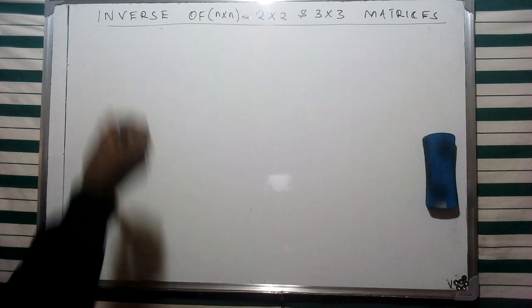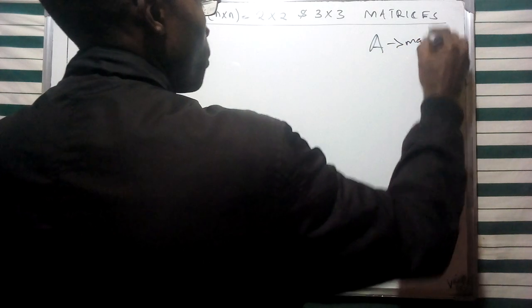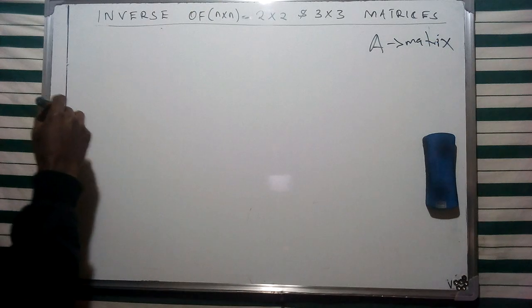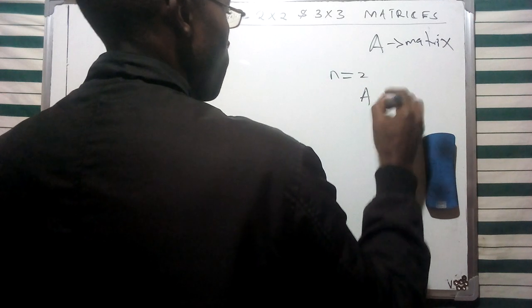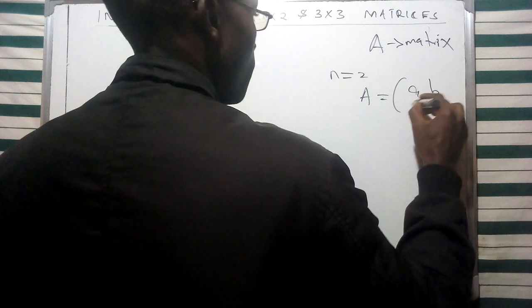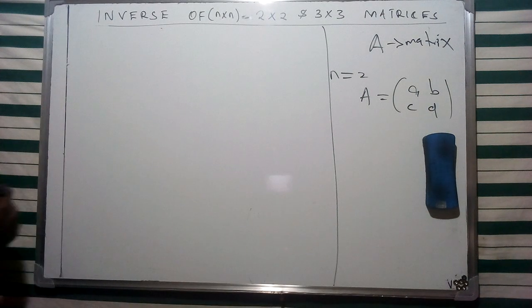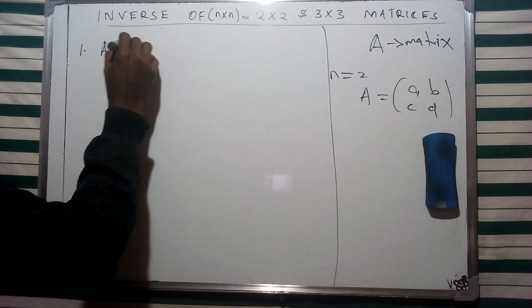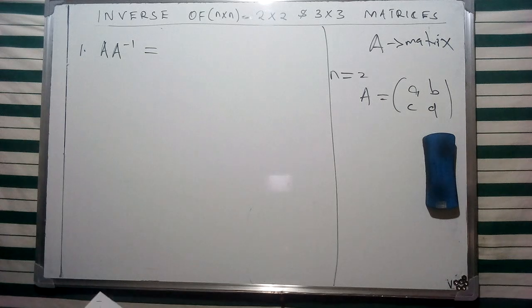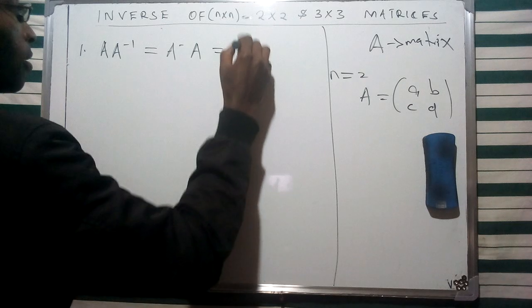So the first one, we're going to see that if we have a matrix A, we're going to use A as our matrix for reference. If n is equivalent to 2, I can give just an example of a, b, c, and d. Therefore, we can have specific rules defined whereby a matrix A times its inverse is equivalent to the inverse times the matrix, and this is going to give us identity.